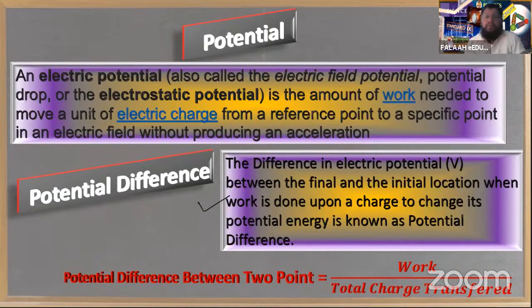But what do we know? Difference between electric potential between the final and initial location is very much clear for our understanding. The formula we are writing: potential difference between 2 points is equal to work divided by total charge transferred. Total charge transferred, how much work is required to transfer the charge.